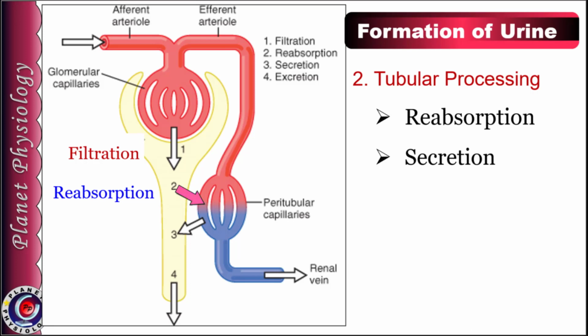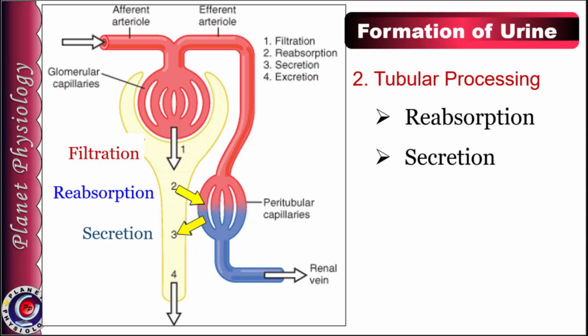This process where substances are transported from filtrate into the blood is called reabsorption. At the same time, metabolic wastes which were not filtered sufficiently are transported from blood into the filtrate. This process is called secretion. All the parts of the renal tubules are engaged in the process of reabsorption and secretion.